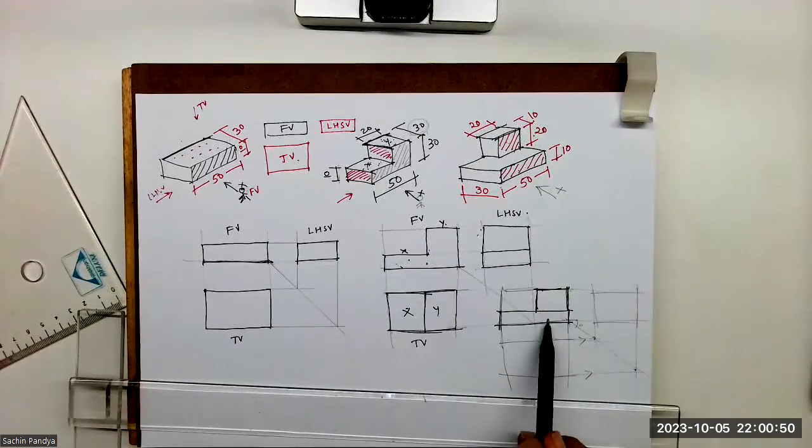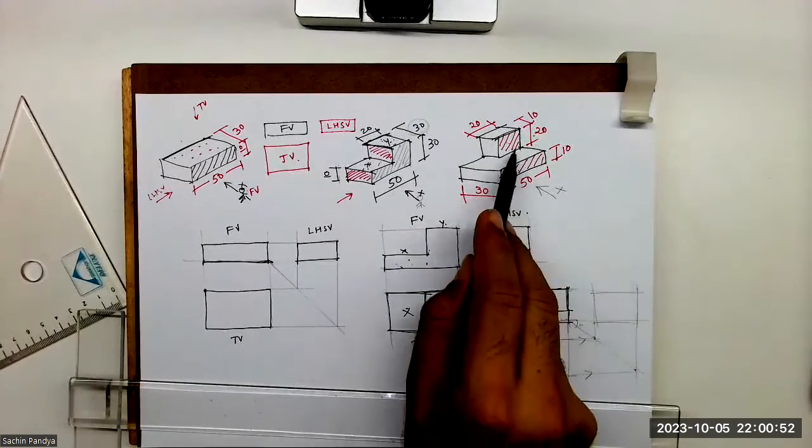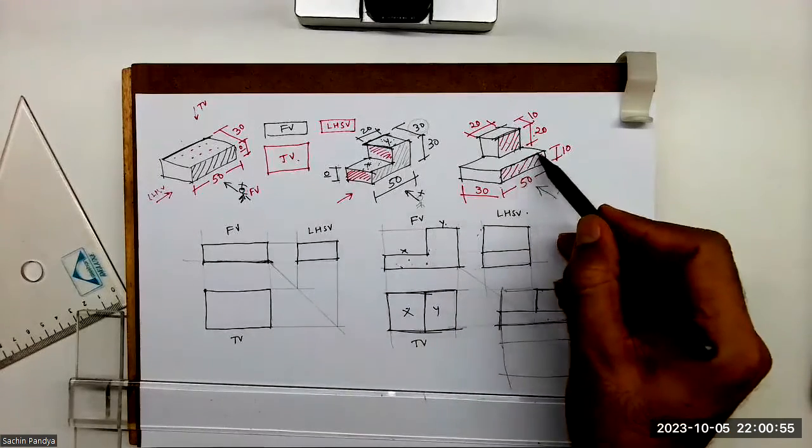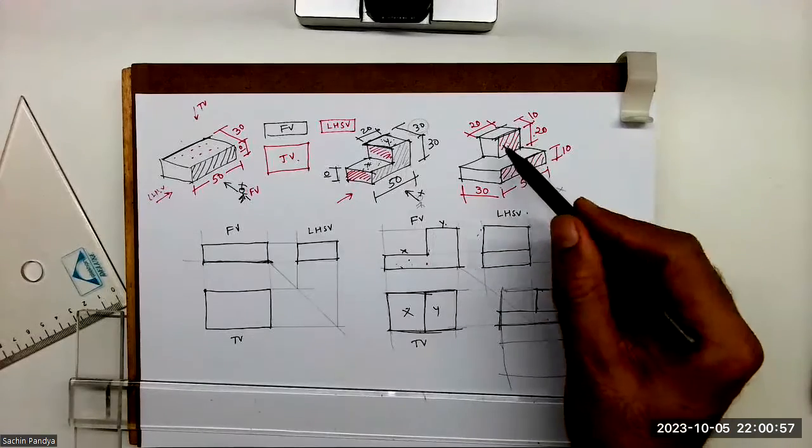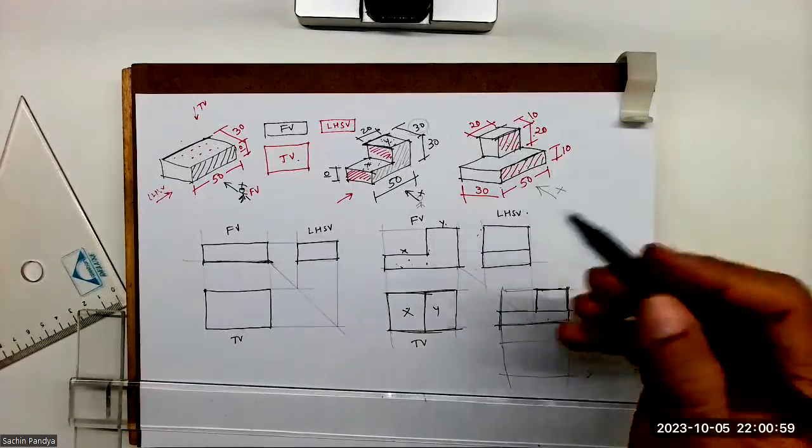To see the difference in this front view and this front view, this and this, there is a dark line over here. That indicates there is a change in level, right? Now we'll see top view.